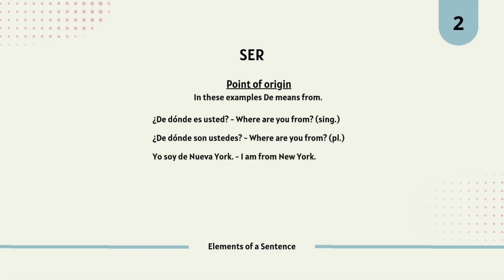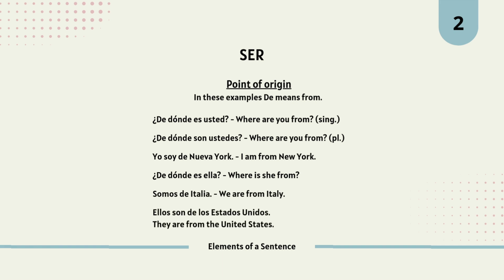Yo soy de Nueva York. I'm from New York. ¿De dónde es ella? Where is she from? Somos de Italia. We are from Italy. Ellos son de los Estados Unidos. They are from the United States.